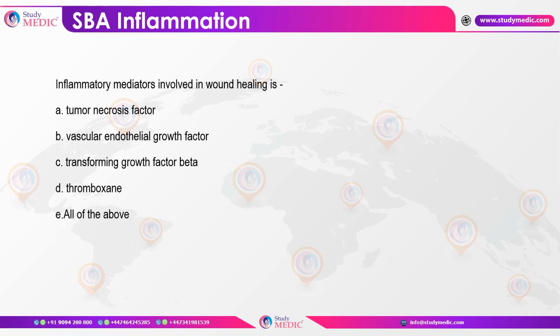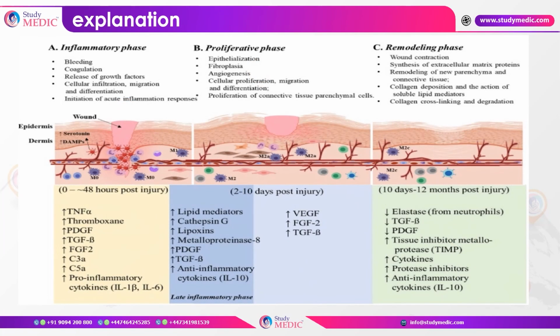Next, coming to inflammation. You have to remember which are the mediators that are involved in wound healing. So tumor necrosis factor, vascular endothelial growth factor, transforming growth factor beta, thromboxane, all of these are involved in wound healing. Okay, pause the slide here and please go through all the factors that are involved in wound healing, because this is a very commonly asked question.